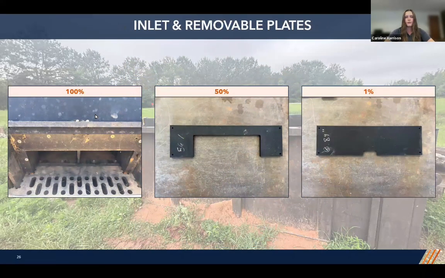So these skimmers, instead of a circular orifice, have a rectangular inlet. And our inlet size was configured using removable plates. For our 8-inch post-construction skimmer, we evaluated 100%, 75%, 50%, 25%, and 1% inlet openings. And for our 4-inch skimmer, we evaluated 100%, 70%, 50%, 30%, and 1% inlets. And these photos here are a couple of examples from the 4-inch skimmer.